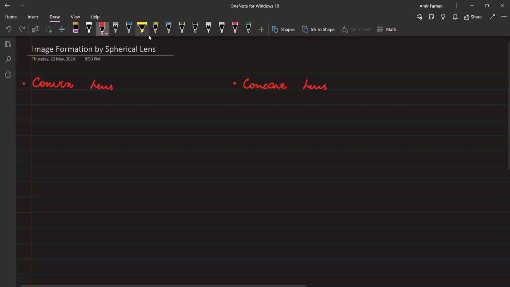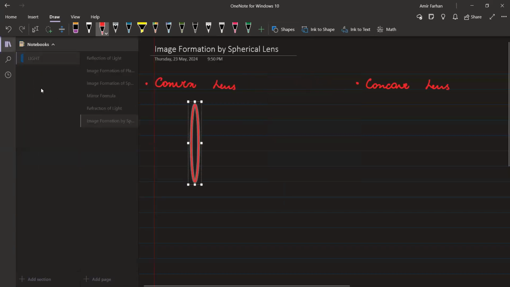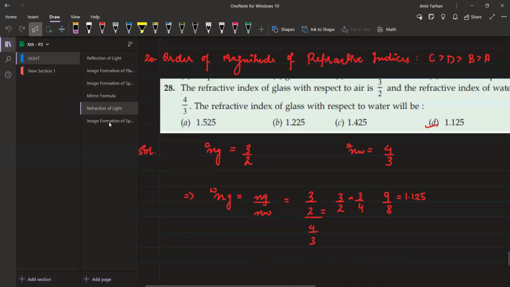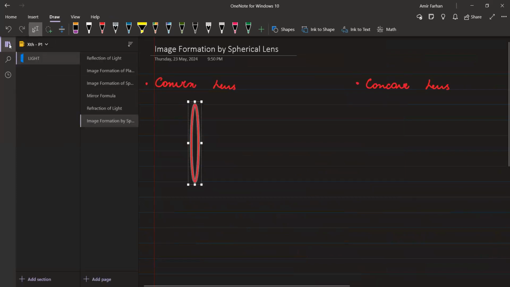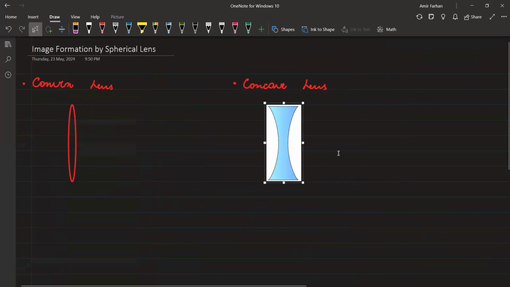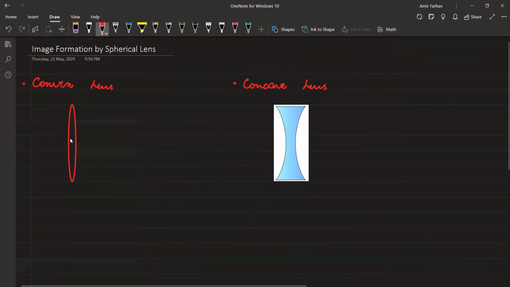So just a moment, let me draw the convex lens shape. So this is the convex lens shape, and this is the concave lens. This is how the concave lens looks like. The center of the lens is called optical center. Just like we have done in the mirrors, that was pole, but in the lenses, it is called optical center. Clear, everyone? Please let me know.